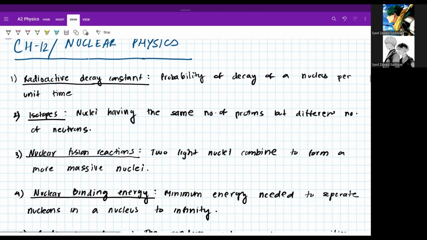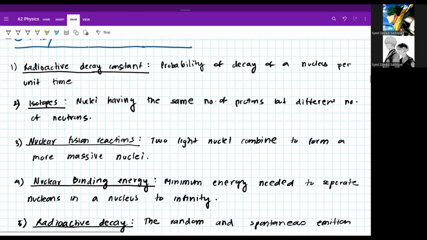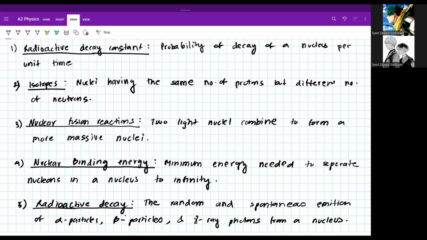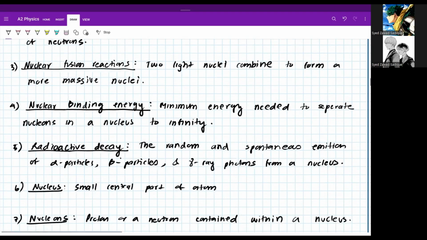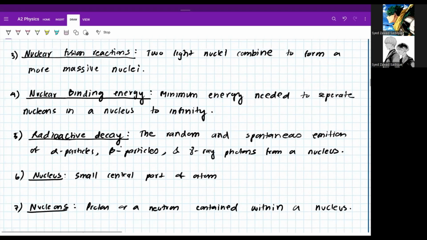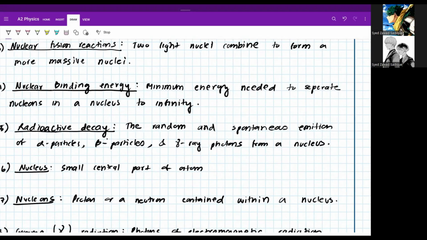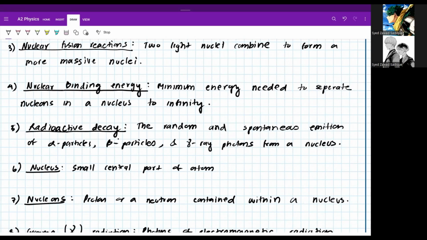Isotopes: nuclei having the same number of protons but different number of neutrons. Nuclear fusion: reaction of two light nuclei combining to form a more massive nucleus. Nuclear binding energy: minimum energy needed to separate nucleons in a nucleus to infinity. Radioactive decay: the random and spontaneous emission of alpha particles, beta particles, and gamma ray photons from a nucleus.